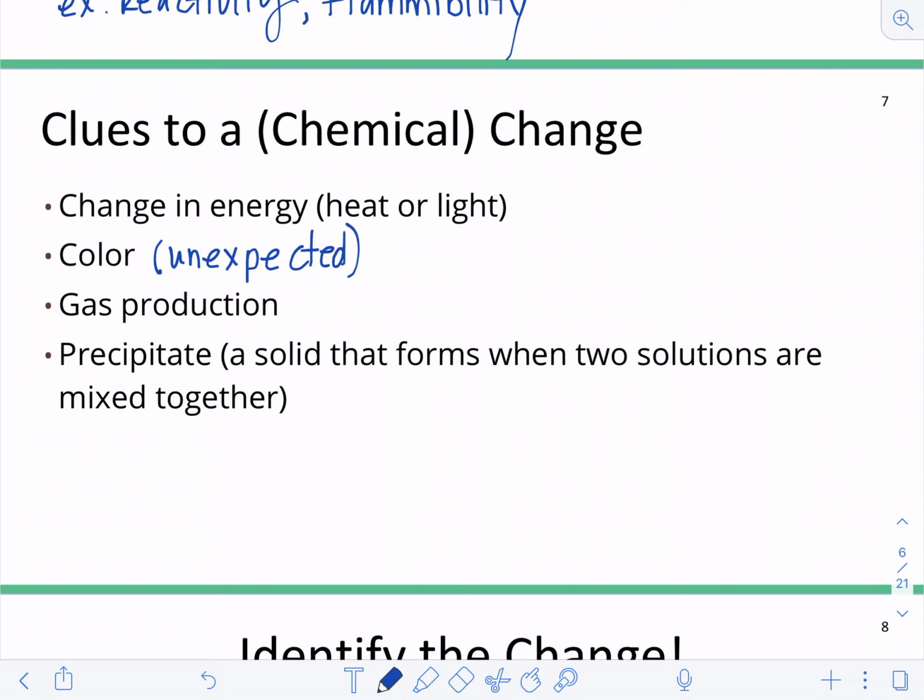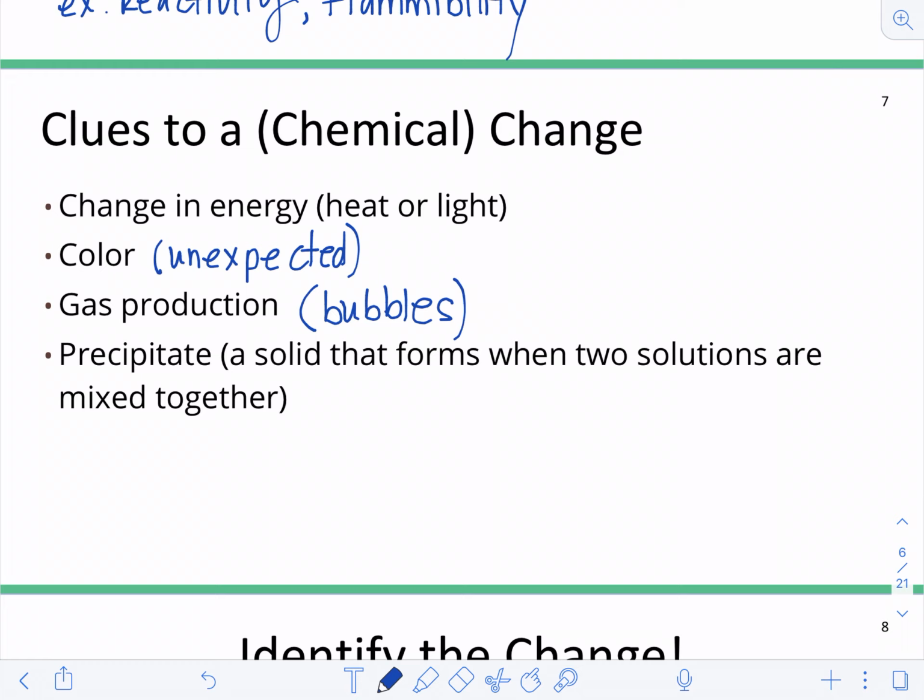If I have food coloring and I put it into a glass of water and it changes color, that's kind of what I was expecting to happen. It's more like you mix two chemicals together that are clear and colorless, and then they turn bright yellow. That's an unexpected change in color. Another clue is gas production. You would never write this on a lab, but gas production would be if you see bubbles being formed. Please don't write bubbles on a lab. You could write gas produced.